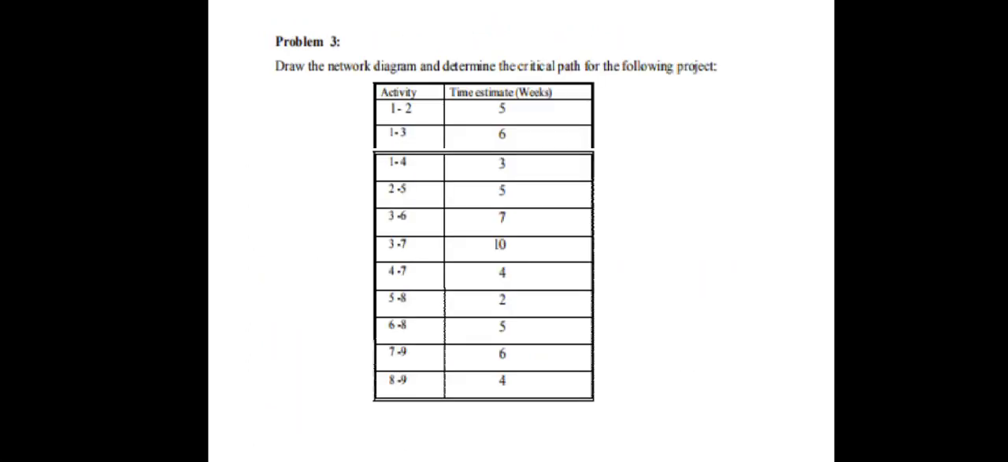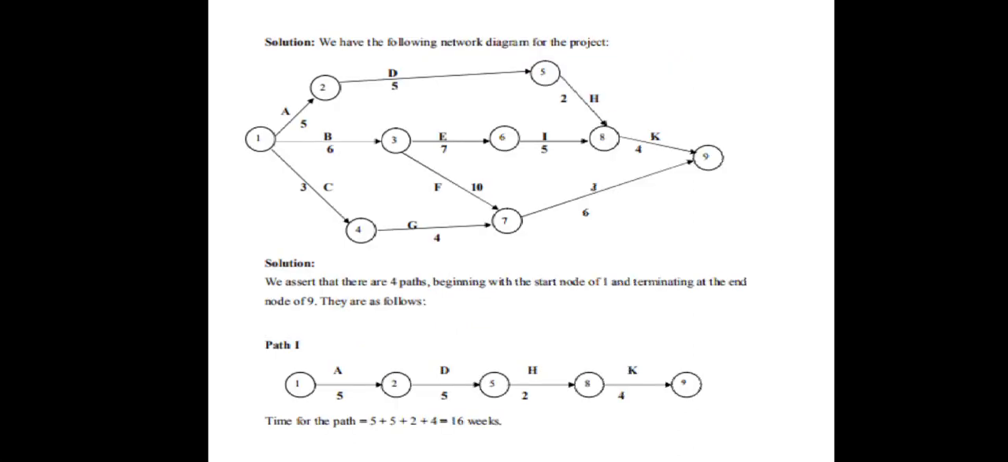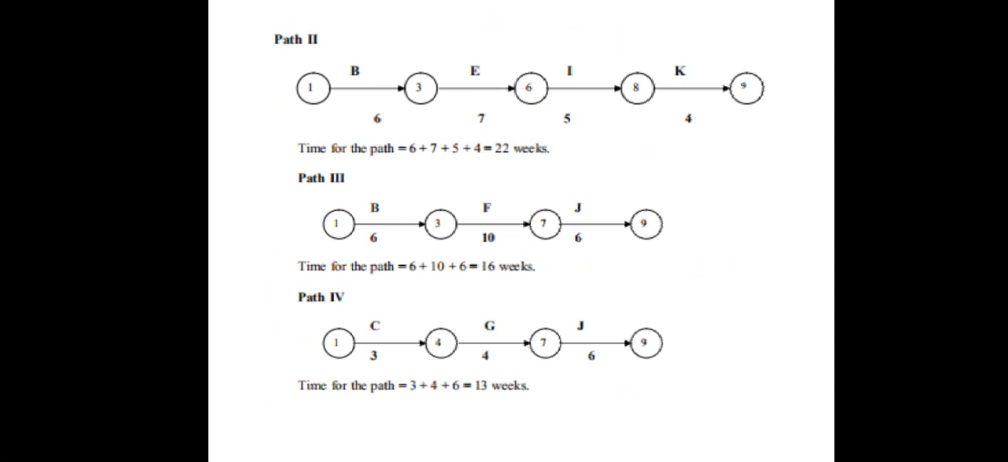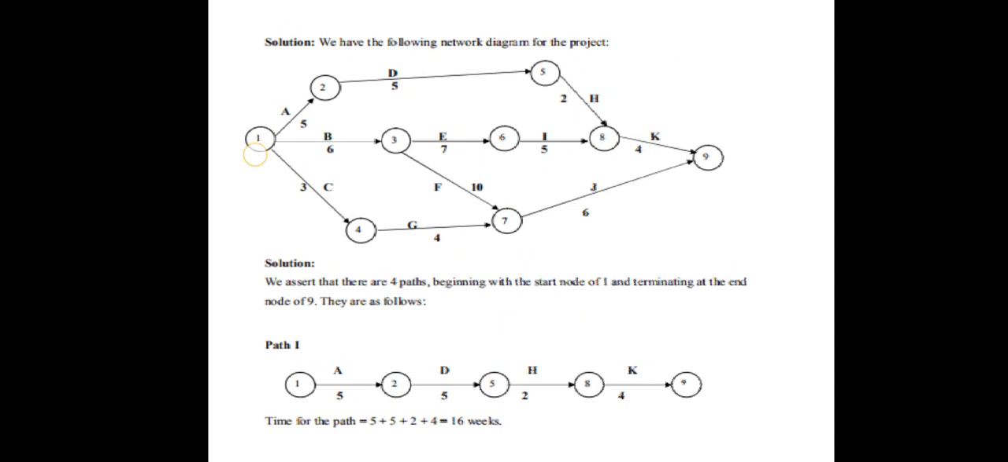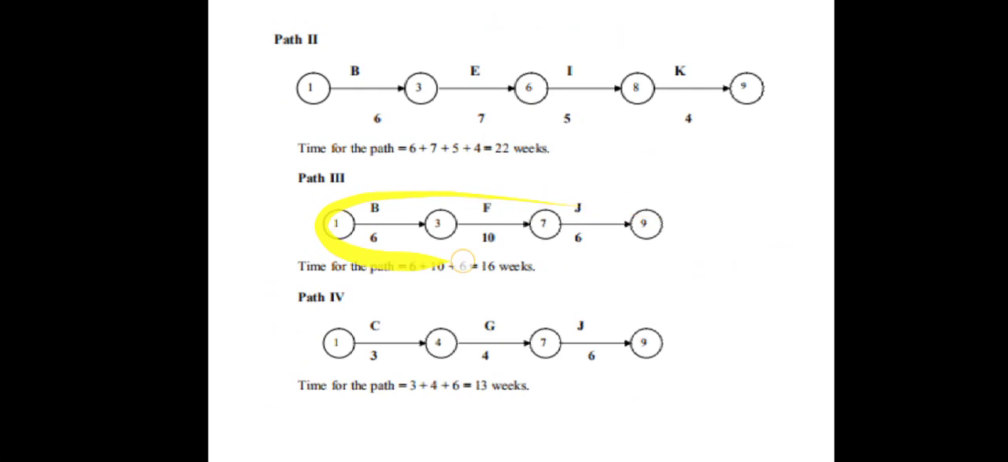Likewise, based on the information given in the table, we will draw a network diagram mentioning the durations, and we have to identify the different paths. So it is 1 to 2, 2 to 5, 5 to 8 and 8 to 9. This is the first path and the time is 16 weeks. Next path: 1 to 3, 3 to 6, 6 to 8 and 8 to 9. What will be the duration? Total duration 22 weeks. And let us identify the third path: 1 to 4, 4 to 7, 7 to 9. So the total duration is 16 weeks.